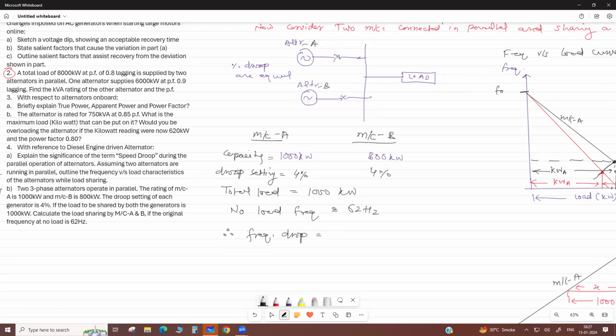So it is 4%, given in percentage. So actually it is 4% of what? No load frequency. 4% means 0.04, divided by 100. Okay, correct. What is the drop? 4% of 62. So how much does it come to?